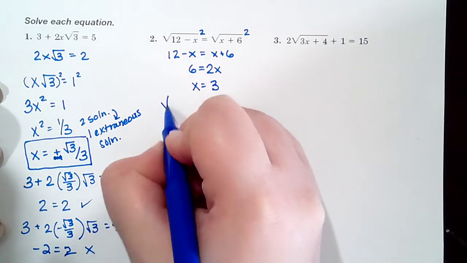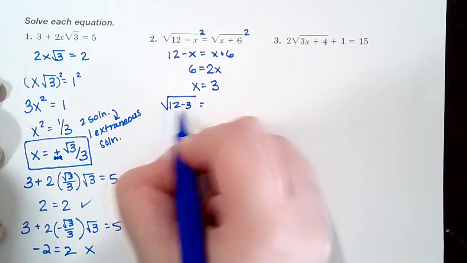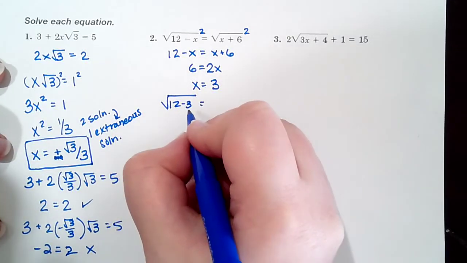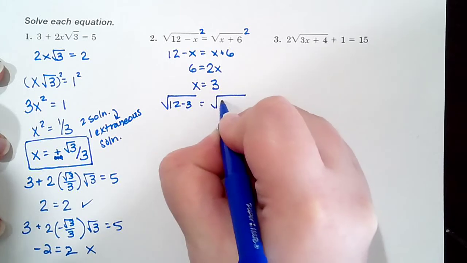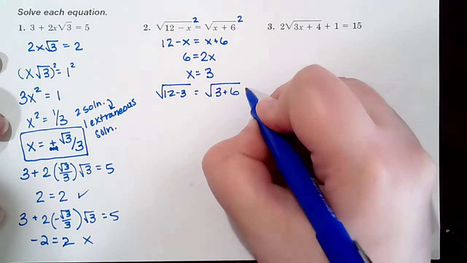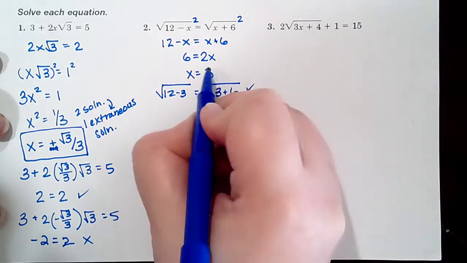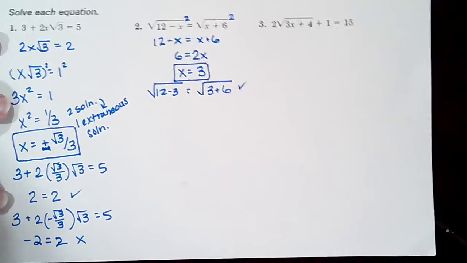Let's plug it back in. Check our answer. 12 minus 3 is 9, so that would be the square root of 9, which is 3. Equals 3 plus 6, which is the square root of 9, which equals 3. So both of those work. Our answer is good. One more here.